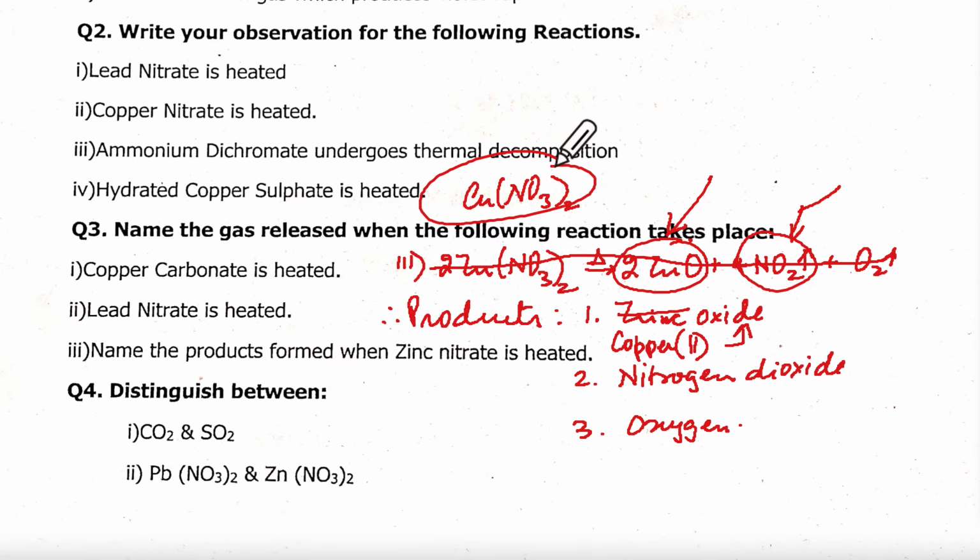Yes, ma'am. See, for zinc, did we write zinc 2 oxide? No. Why, ma'am, did we not write zinc 2 oxide and for copper we write copper 2 oxide? Because of valency. Ma'am, copper exhibits variable valency. Copper exhibits 1 plus and 2 plus valency. But zinc has only 1 valency. That's why we don't write zinc 2 oxide. Did you understand the difference? Yes, ma'am.